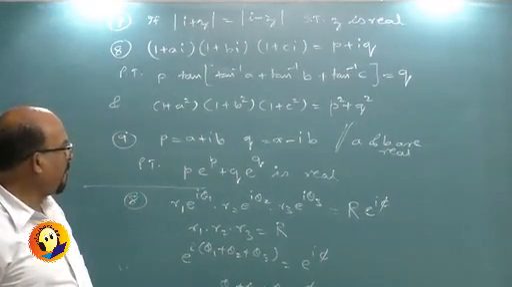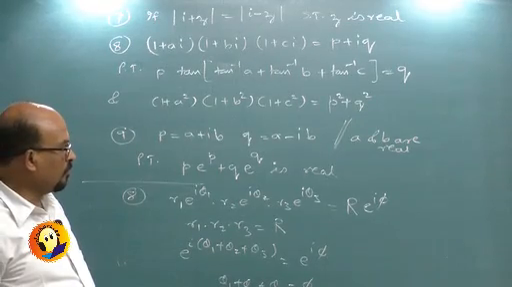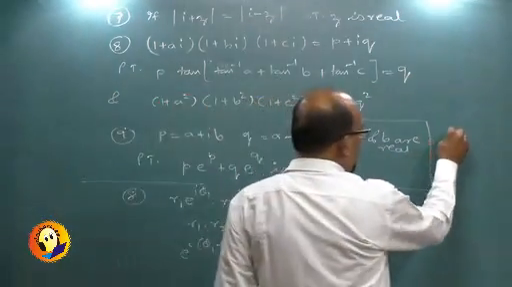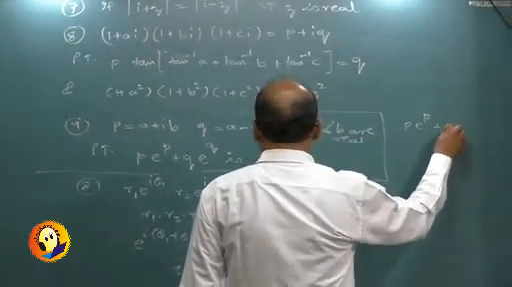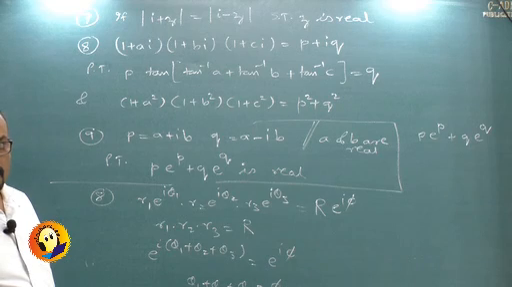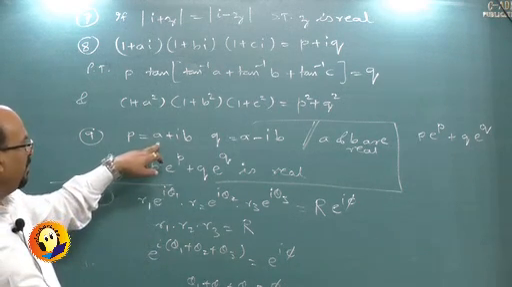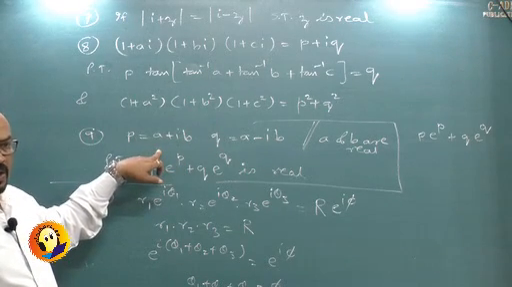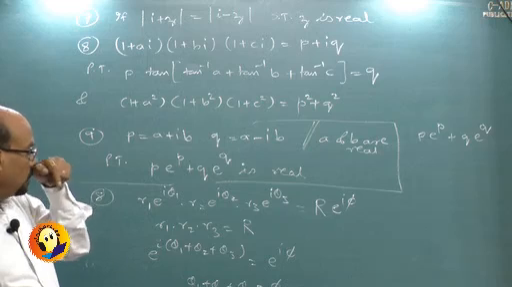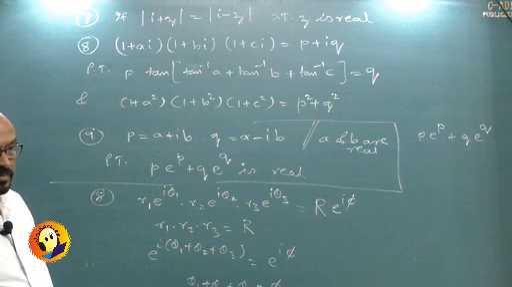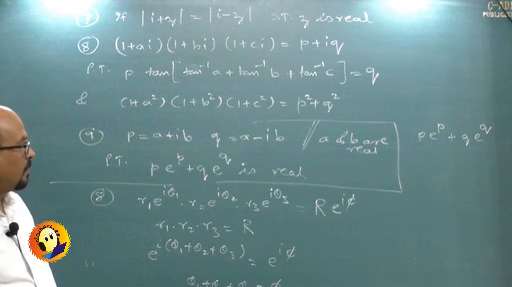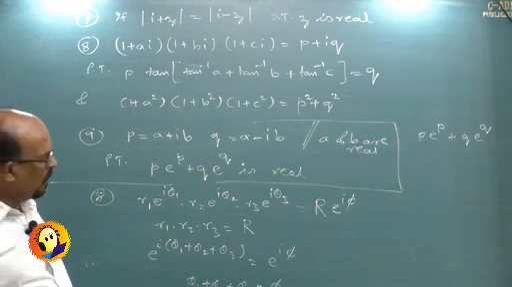What about this? This problem is a bit different one. If we start with p e raised to p plus q e raised to q, now e raised to p, when we say, it will be e raised to a plus ib, that is e raised to a into e raised to ib, but p itself will be in terms of r e raised to i theta. So how do we proceed? Or should we proceed like that only?